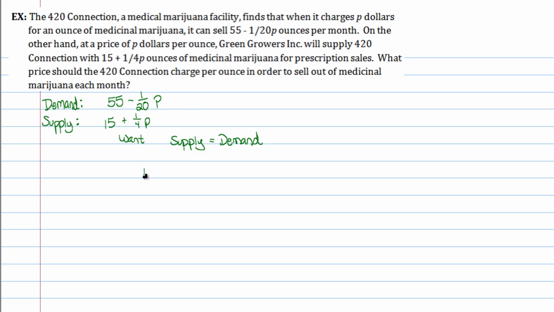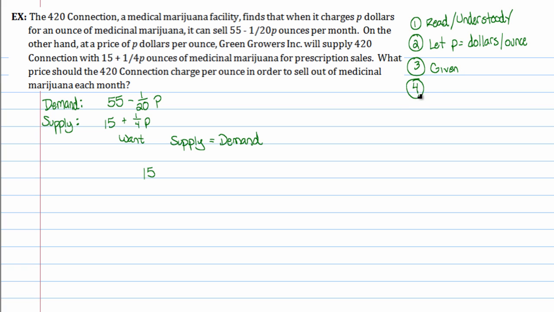So here we go. By the way, all of that, I didn't even follow this method. Sorry. First thing, I read and understood what's going on. The second thing was to label the unknowns. Well, they kind of gave us the unknowns in this situation. Let P equal dollars per ounce. I mean, they gave us all that. Third thing I do is create equations, but they kind of gave us that too. This happens every once in a while. We're lucky if they give us this stuff.